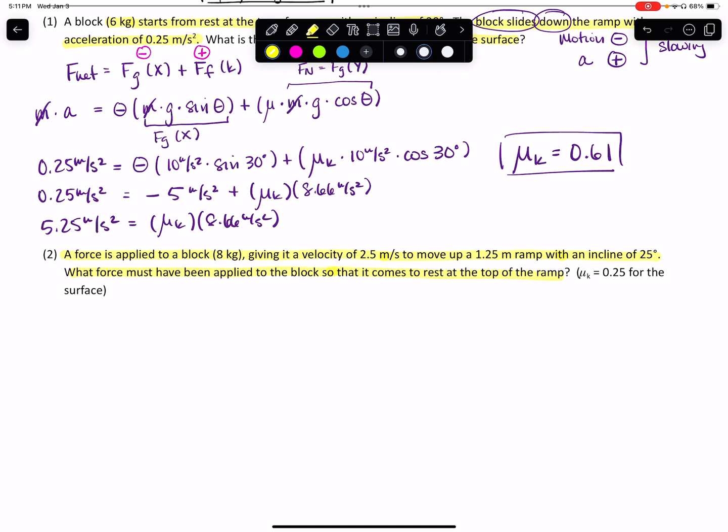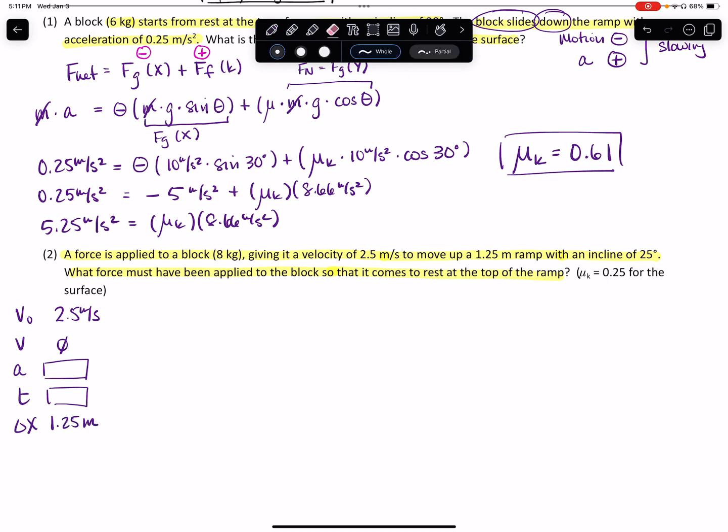All right, so let's see here. Let's start out with some information. I've got v initial, v final, acceleration, time, and change in position. My initial velocity is 2.5 meters per second. It's going to come to rest. I don't know my acceleration. I don't know my time, but I do know that the ramp has a length of 1.25 meters.